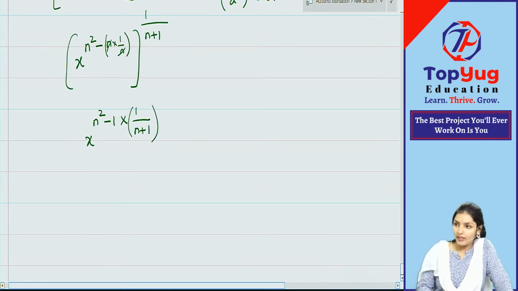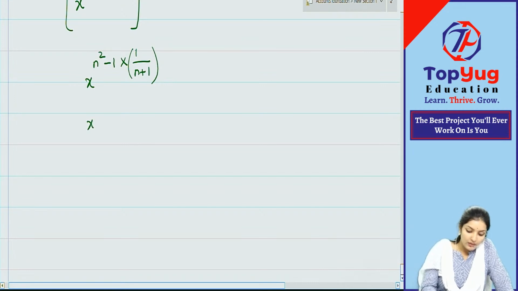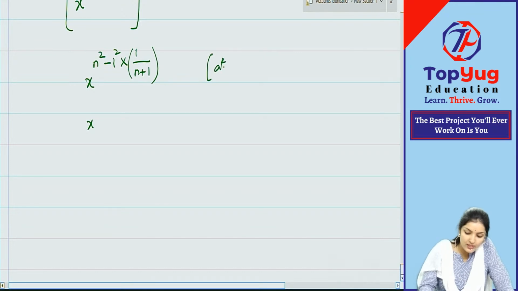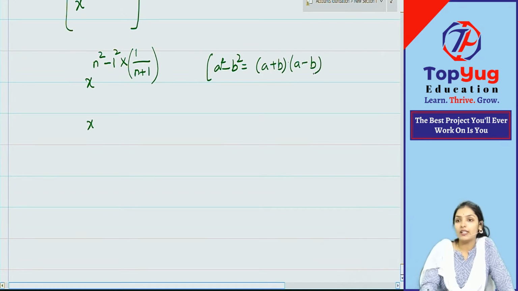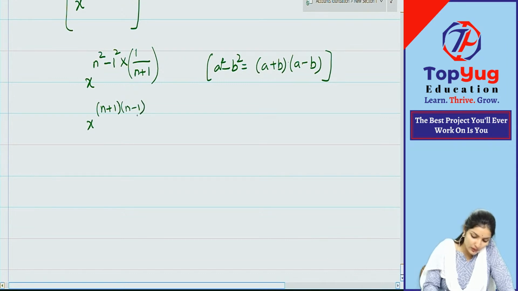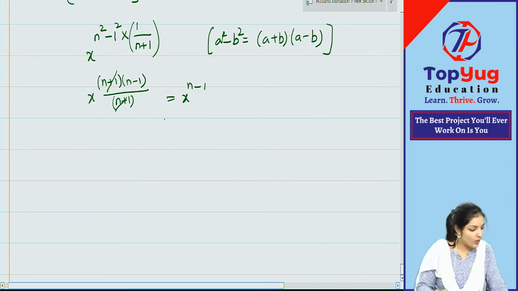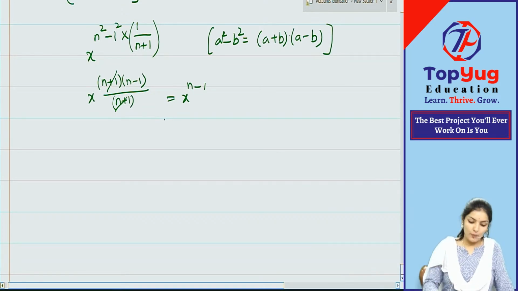Simple. We have to multiply again. Now 1 is nothing but, can I write it as 1 square? Is this in the form of a square minus b square is equal to a plus b into a minus b? Can I write it in this form? 7th standard formula. So this is n plus 1 into n minus 1 divided by n plus 1. This gets cancelled and we are left with n minus 1. So what is the option? C. Copy down.